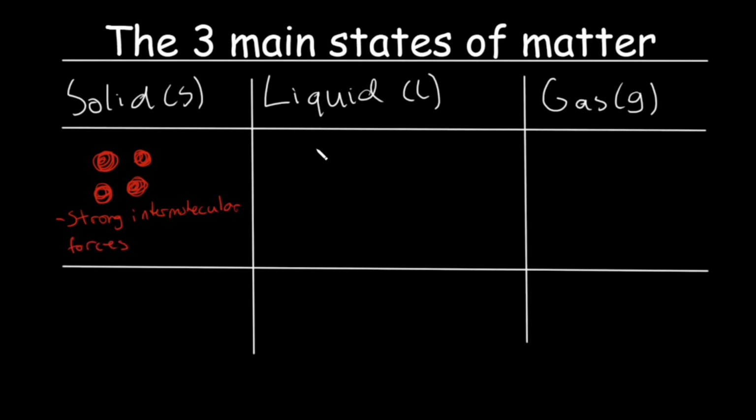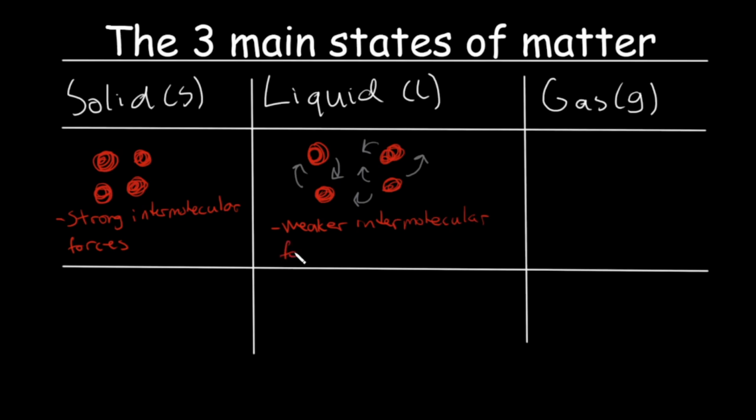In a liquid, the molecules are more separated, but there are still intermolecular forces. But in a liquid, the molecules or particles can flow around each other, which I will show by these arrows. We can write weaker intermolecular forces.